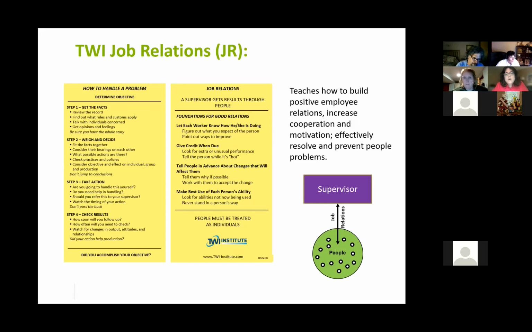So I won't go over each of these, but you could have an entire curriculum around each of these topics. Let people know in advance how they're doing. Let each worker know how they're doing. Well, that starts with, what do you even expect from them? We're not always clear about that. We're not always clear on translating performance down through the organization. So there are entire works that can be done around that.